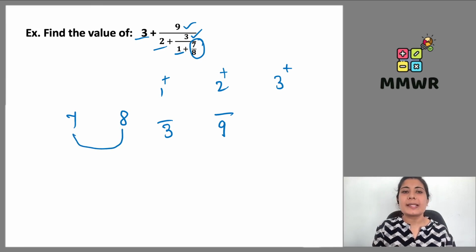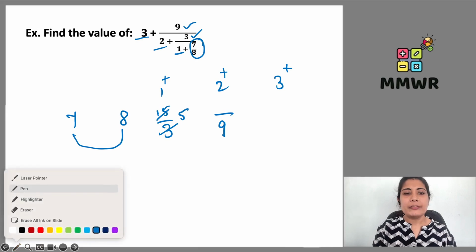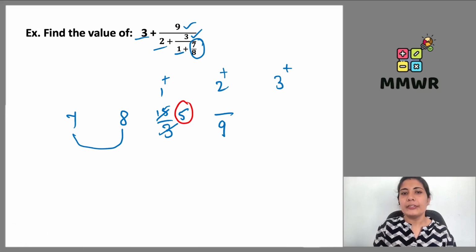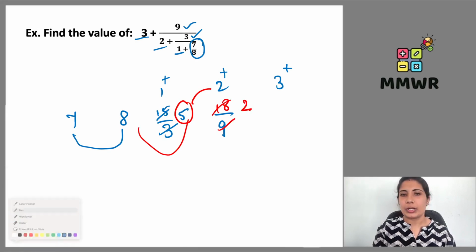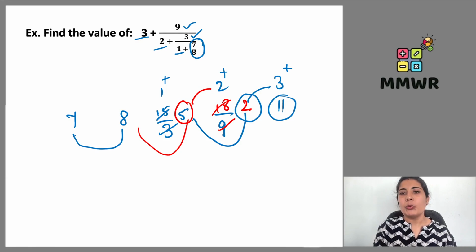So 8 ones are 8 plus 7 is 15. 15 divided by 3 gives me 5 here. After getting 5, 5 twos are 10. 10 plus 8, 18. This gives me 2 here after doing the cut short. Now 2 multiplied by 3 is 6. 6 plus 5 is 11. So 11 upon 2 will be the answer for this problem.